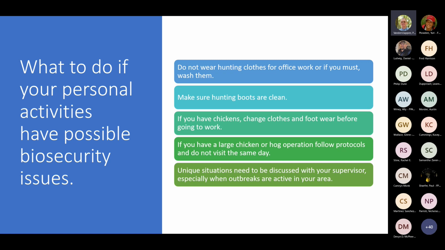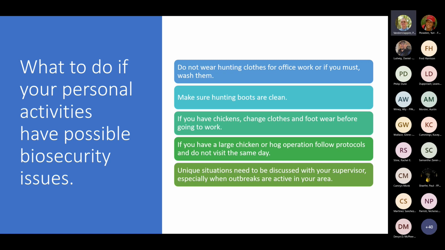You're going out hunting, walking through mud and water. Don't bring those muddy boots into the office and contaminate the office or the floor of the vehicle. It sounds pretty simple, but it could happen. If you have chickens, change your clothes and footwear before going to work. Don't dress for work, run out there and feed the chickens, then come to work. You're walking in chicken poo and all that kind of stuff. So get those things done, then change into your proper attire to get back to work.